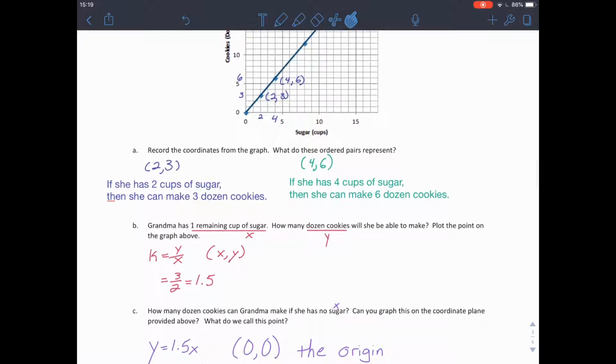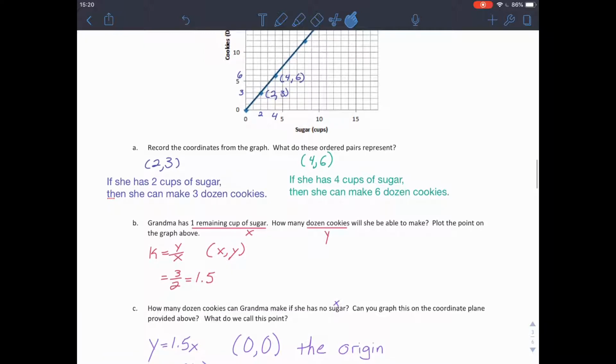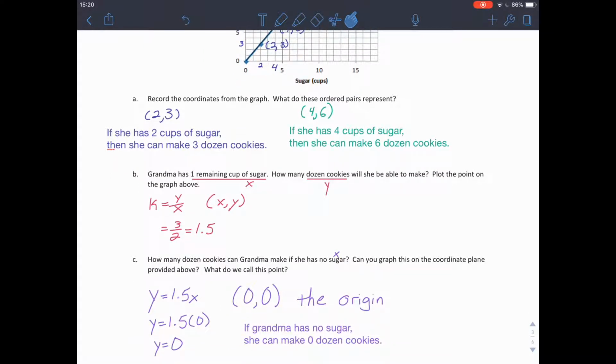So if I write an equation using our constant of proportionality 1.5, I get y equals 1.5 times x. If I substitute our 0 cups of sugar in for x, I find that we get 0 for y. Our coordinates for this point would be (0, 0). We call (0, 0) the origin on our graph. So, if I was to explain this in the context of the problem, we would say that if Grandma has no sugar, or 0 cups of sugar, then she can make 0 dozen cookies. Makes sense. If she has no sugar, how can she make cookies?